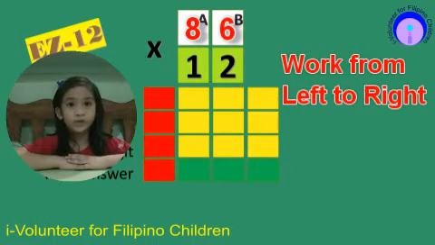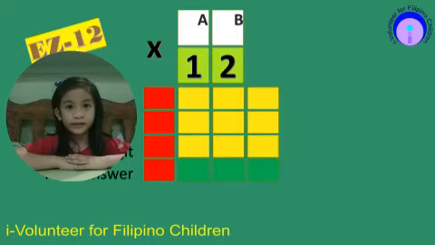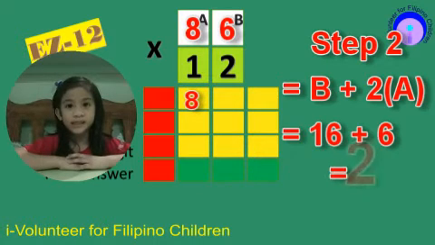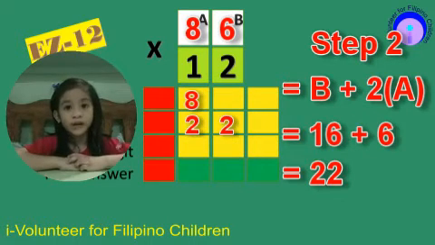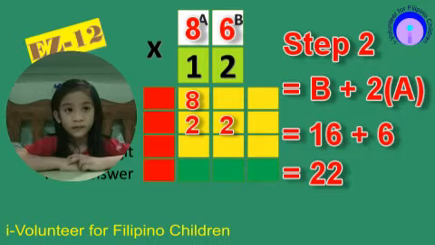12 is equal to, bring down 8. 8 times 2 is equal to 16. Plus 6 is equal to 22. Magkakaroon pa ng 2 sa 8. Kaya pa naging 10 ang 8.